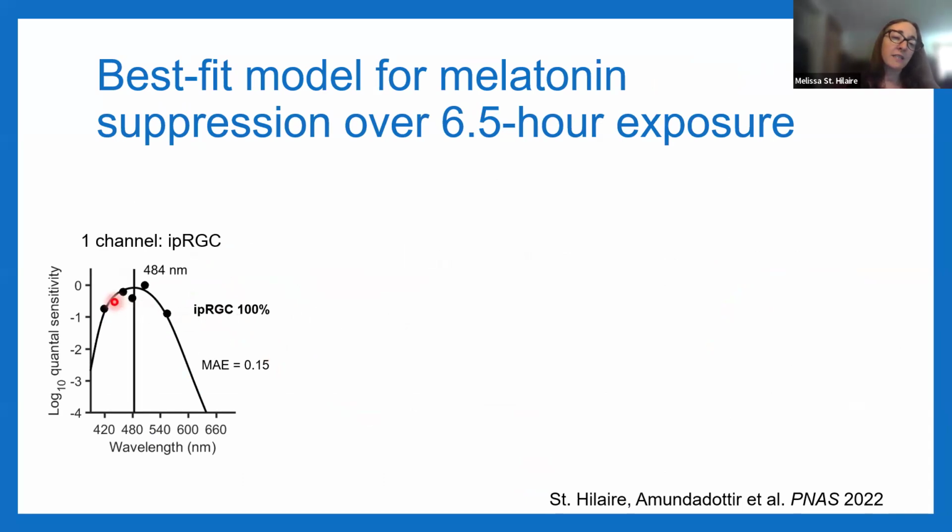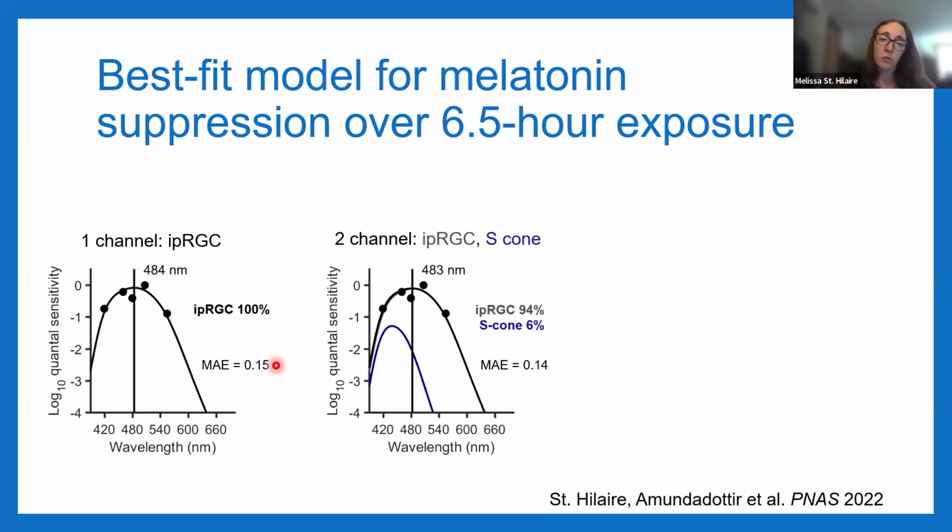So if you look at the fit of the melatonin suppression data to a 1-channel opsin, so just looking at IPRGCs, so 100% contribution from IPRGC, we do get a reasonable fit. This is the mean absolute error that I'm reporting. A lower value is better. We also did root mean square error as a second goodness of fit measure. They're largely consistent with each other, so just in the interest of making sure the slides weren't too noisy, I just left those out of these figures, but you can find them in the paper.